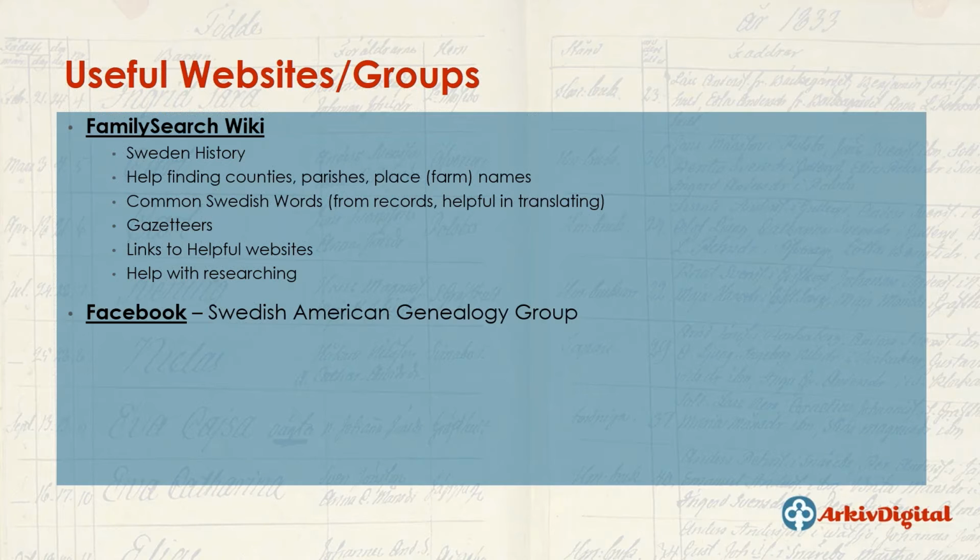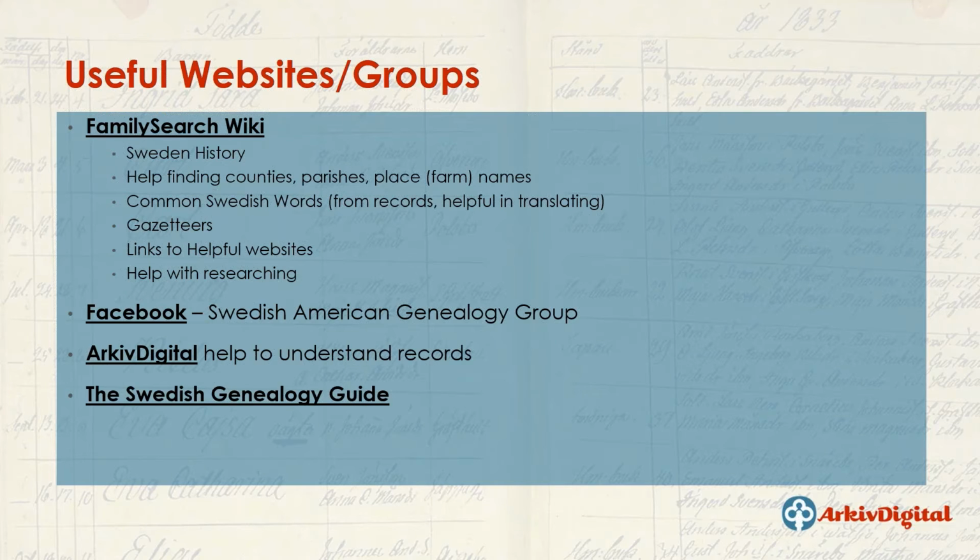Facebook. If you're into Swedish research, join the Swedish American Genealogical Group. They will translate documents if you post them. Just be courteous. Don't provide a whole page and say, please translate this for me. Post something and be specific. ArkivDigital, their help page that I just showed you a little while ago will help you to understand the records. And there's another great website called the Swedish Genealogy Guide, which has some tutorials, and it also has dictionaries, which I will show in a little bit.